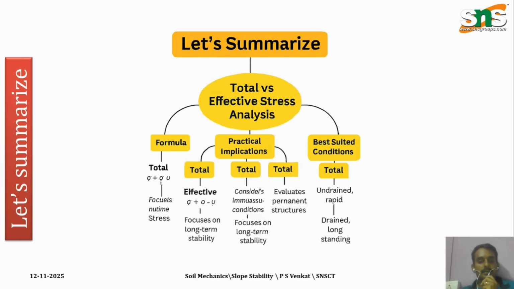To summarize, finite slope stability ensures safety and reliability of engineering structures. Total stress is used for short-term undrained conditions, while effective stress is used for long-term drained cases. Different analysis methods help us calculate the factor of safety and design safer slopes.